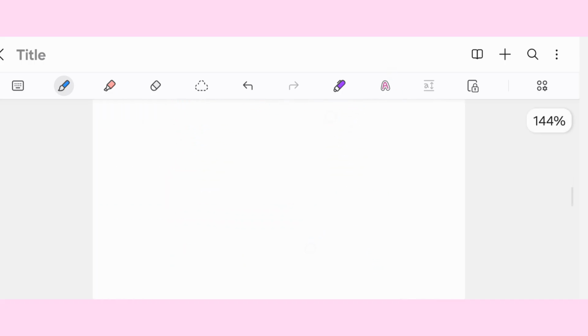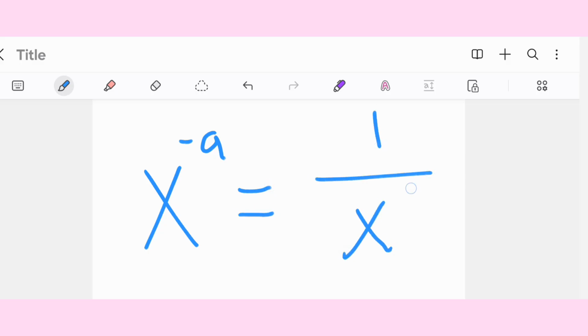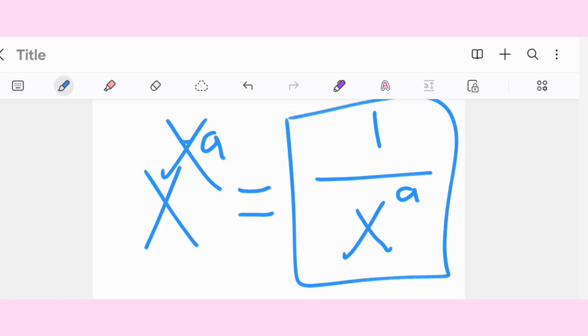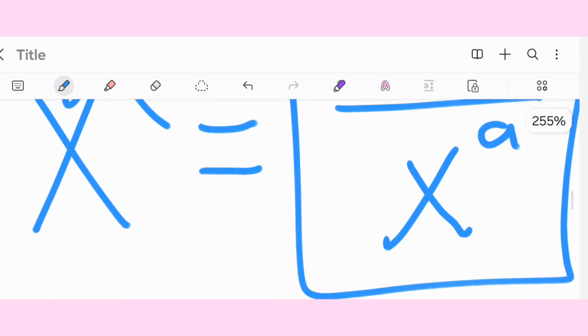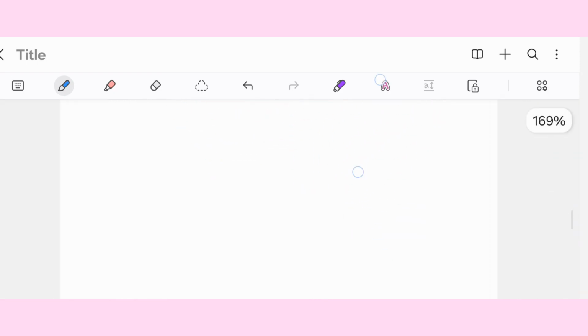Second rule, if we have a negative exponent, we are going to do its reciprocal, and by doing its reciprocal, we cancel out this negative and we are left with this right here. We are left with its reciprocal and we no longer have that exponent as a negative.